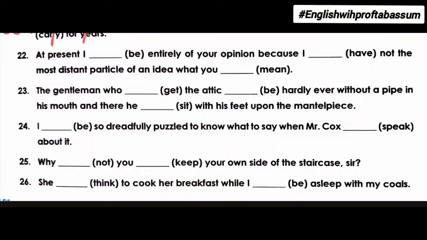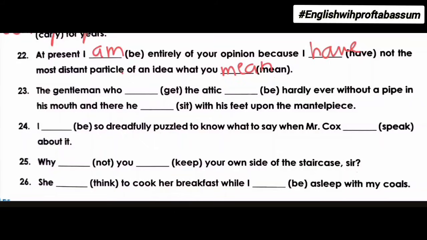Next one: at present I (be) entirely of your opinion because I (have) not the most distant particle of an idea what you (mean). When in the sentence you get the words "at present", it indicates simple present tense. So the first blank, be, changes to am, and for the second blank the bracket word is have. In present tense with I we use have, so it will remain the same. Third blank, the bracket word is mean, and mean remains the same in present tense. So the answer is: at present I am entirely of your opinion because I have not the most distant particle of an idea what you mean.